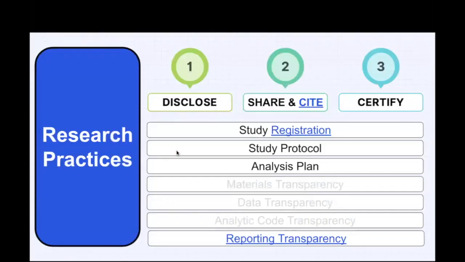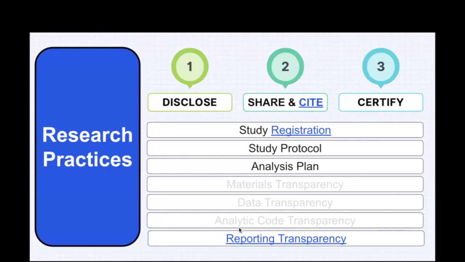So I said before that there were three major classes of revisions. There were changes to the structure of the framework, making levels consistent, and the last change was changes to some of the practices themselves. So I already discussed the major change to level two of the framework, which is to incorporate the former data citation standard into level two of the framework. So share and cite is now the prominent label for level two.